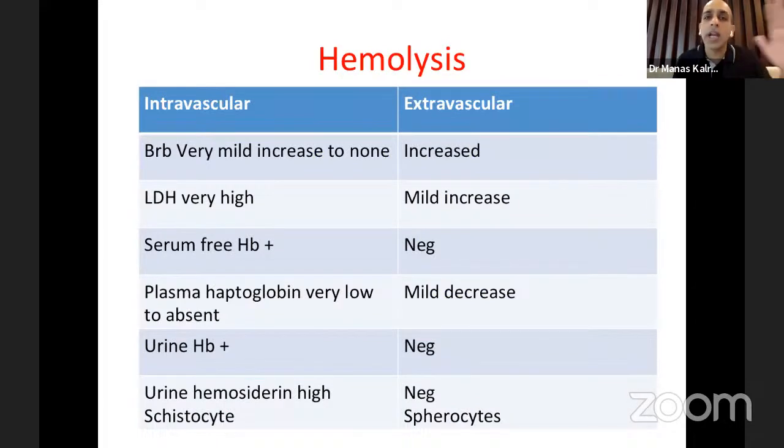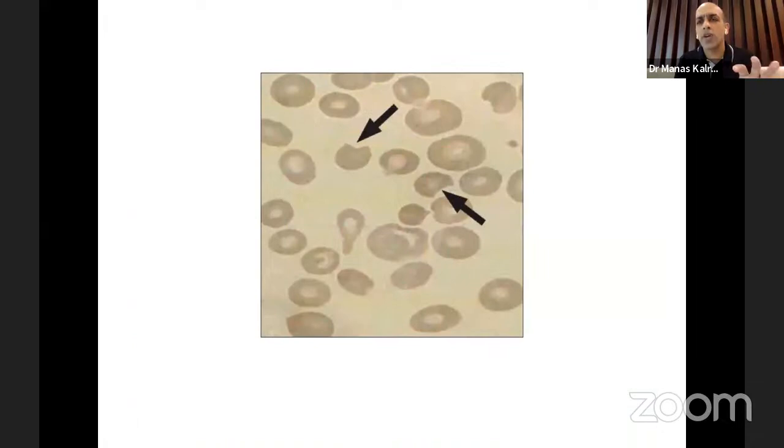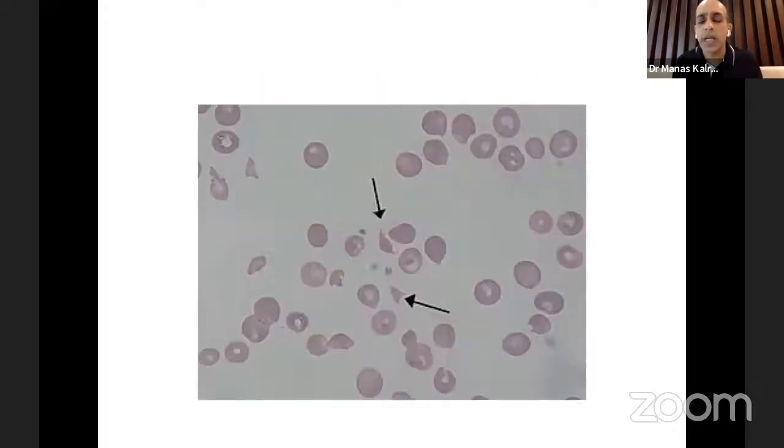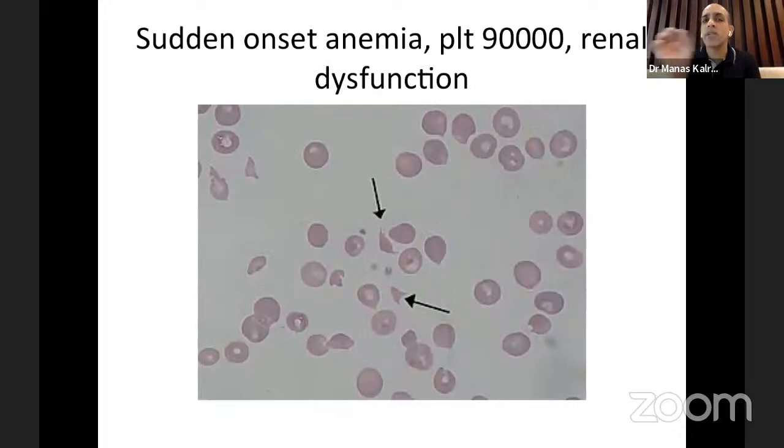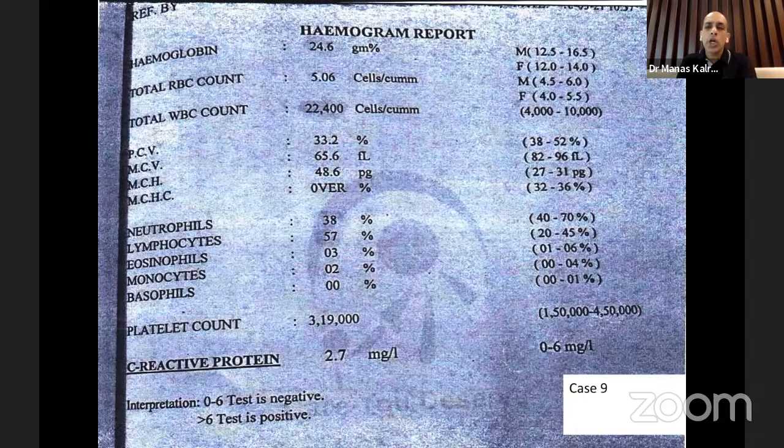You will need to differentiate intravascular and extravascular hemolysis, and I'll not go into the details of that, but hereditary spherocytosis is a typical case of extravascular hemolysis. In the CBC, in a child who comes with severe anemia, sometimes you'll see bite cells, which are typical of G6PD. And if you see thrombocytopenia with sudden onset anemia and renal dysfunction, and you see all these broken cells, you may be dealing with a patient with HUS, which is more towards intravascular hemolysis.